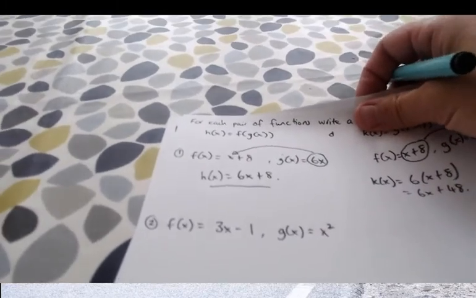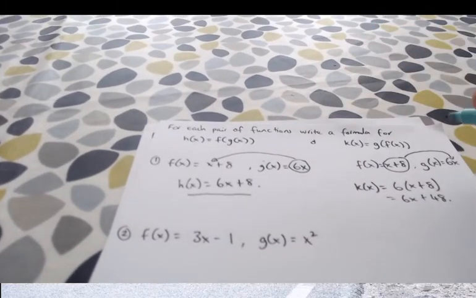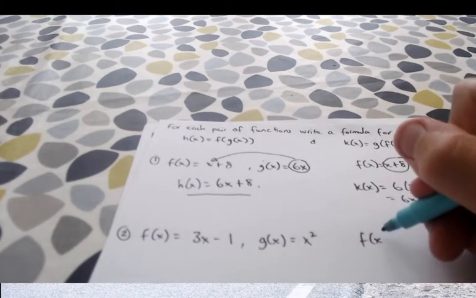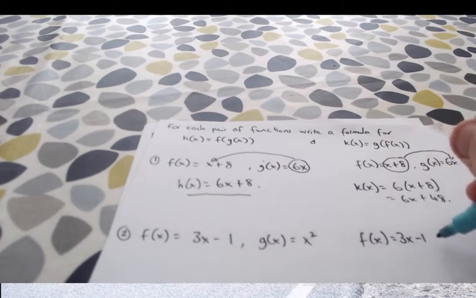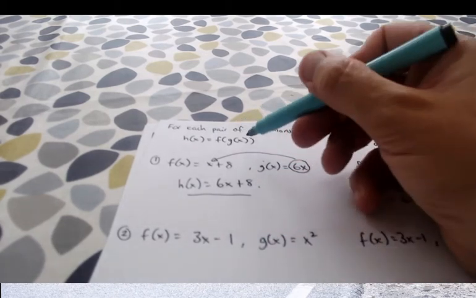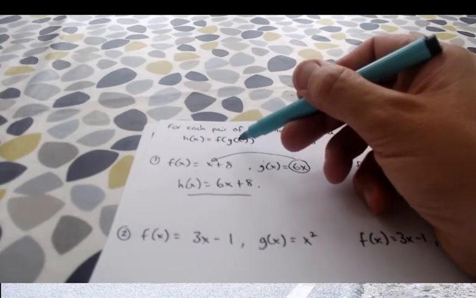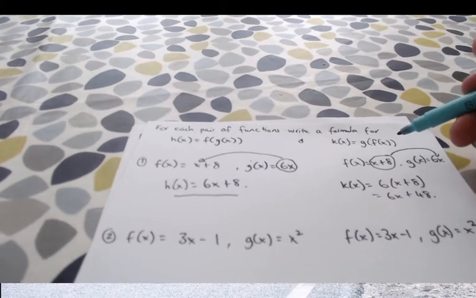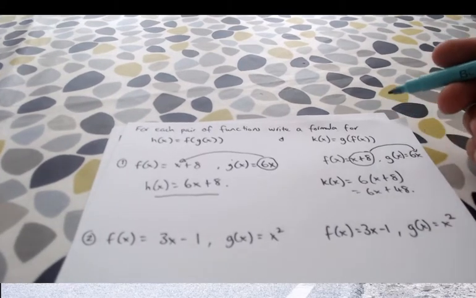Right, question 2. We've got 3x minus 1, that's our f of x, and g of x is x squared. I'll write it out again on this side because I want to see both of them for both types. So on this side here, I want you to do f of g of x, and on this side here, I want you to do g of f of x. Hit pause, give it a go.